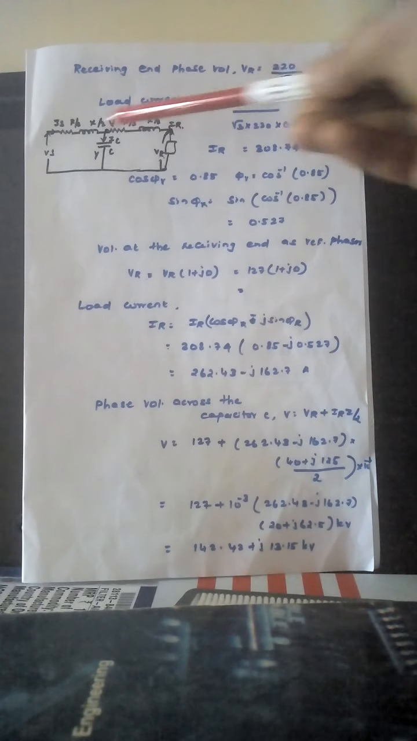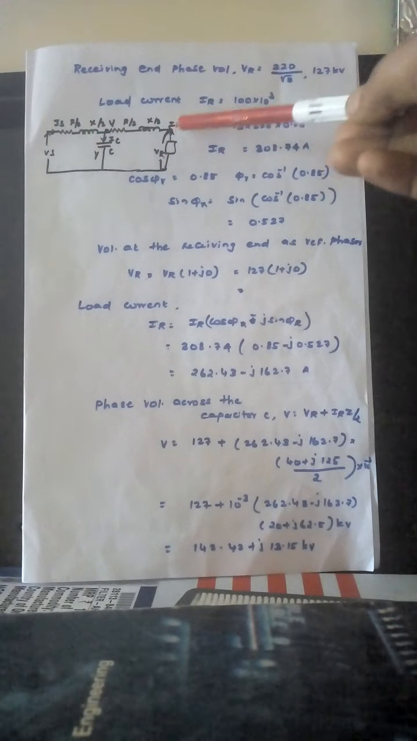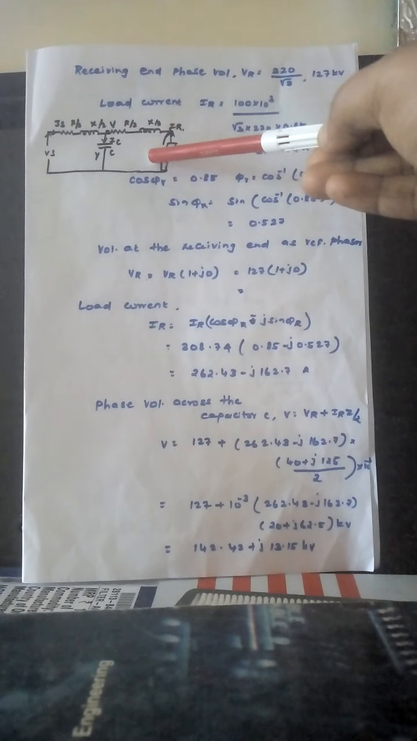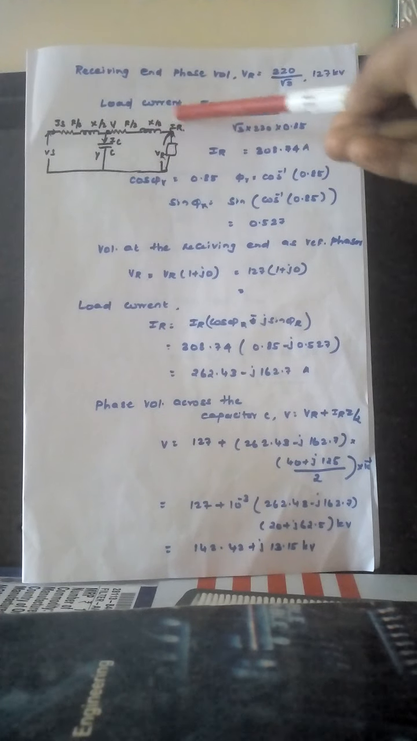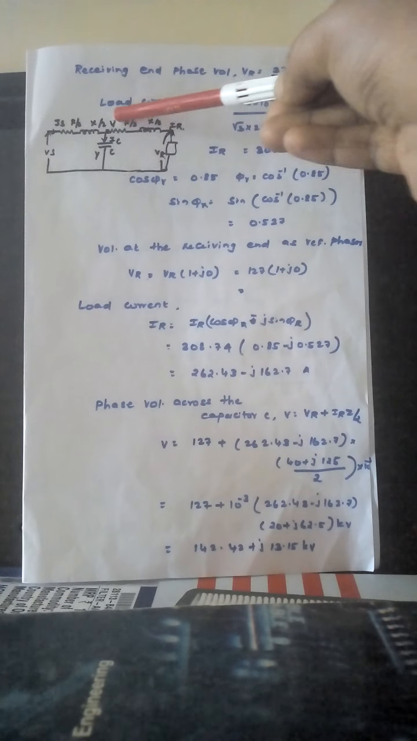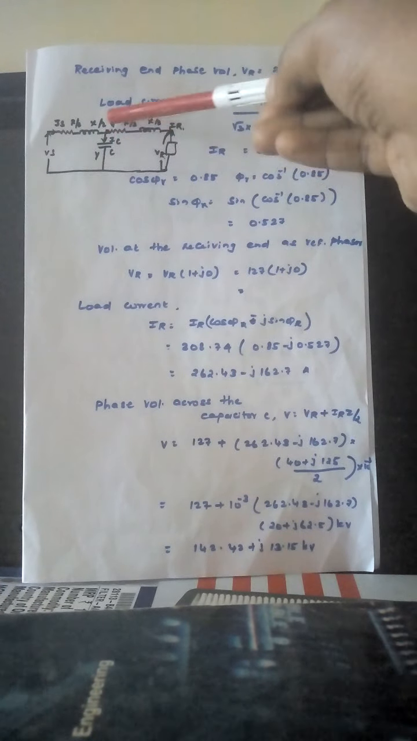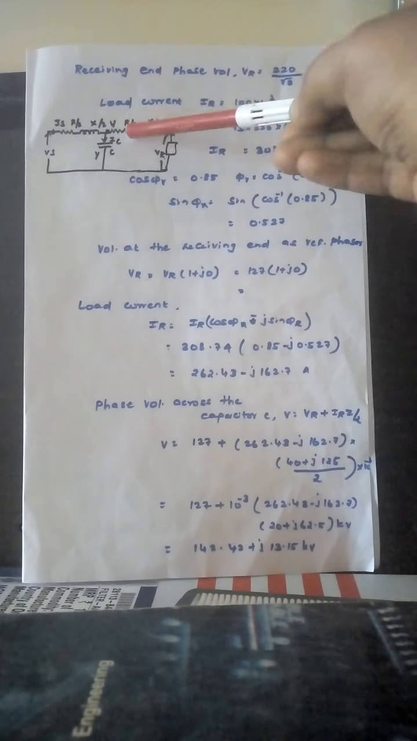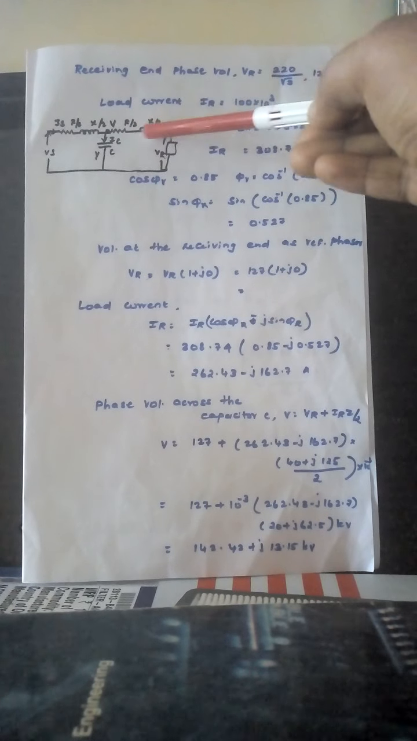For that, first we have to draw the equivalent circuit. Then first we have to find VR, then the receiving end current. Then we have to find the voltage across the capacitance, that is V, which can be found by VR plus this drop. This drop is IR into Z by 2.